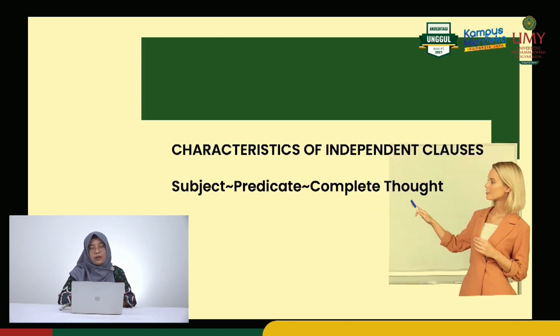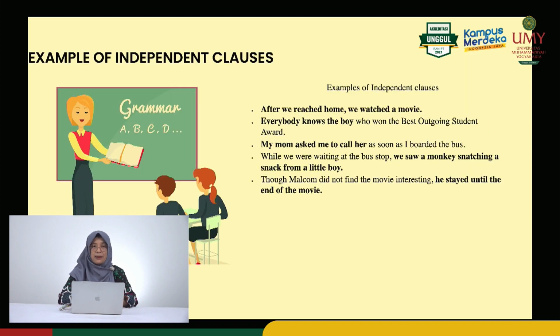And what are the characteristics of independent clauses? As I mentioned before, clauses should have a subject and a verb or predicate. And the independent clause is the same thing. An independent clause should have at least one subject, one verb or predicate, and a complete thought. Because it is a complete thought, it doesn't have any connector. Right, so to make it more understandable, I'll give you some examples.